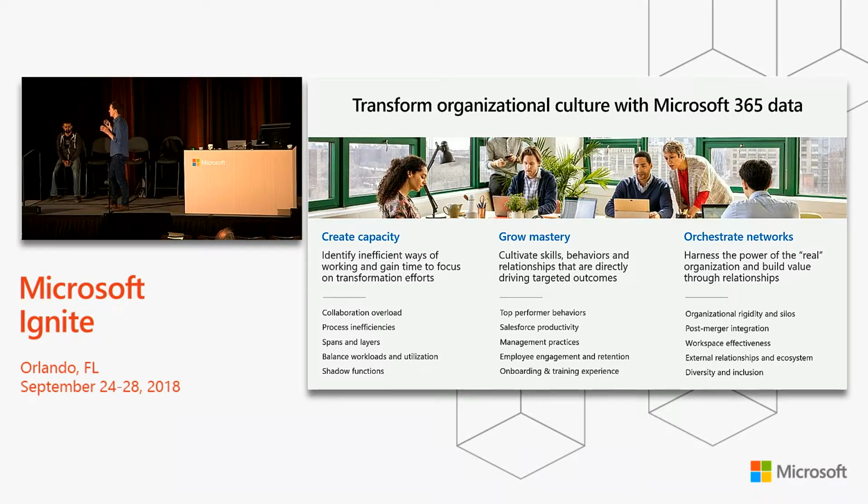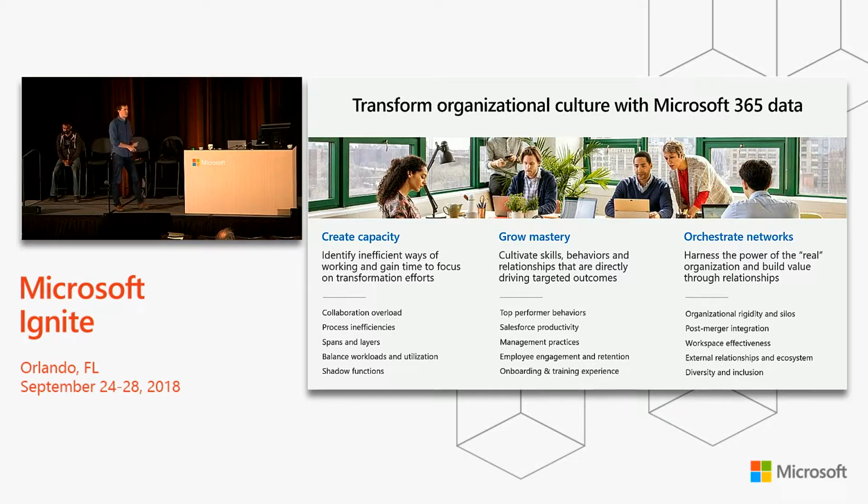And I just wanted to highlight that there are a ton of ways to use this data that we make available to you through Workplace Analytics and MyAnalytics. We like to break it down into 3 different categories. The first is creating capacity. This is about identifying inefficiencies in how work gets done and then addressing them. So the collaboration overload story that we went through is a really common one in this bucket. It's about finding opportunities to make better use of your organization's time.